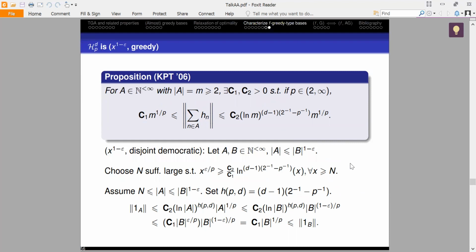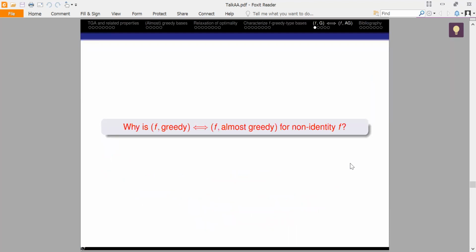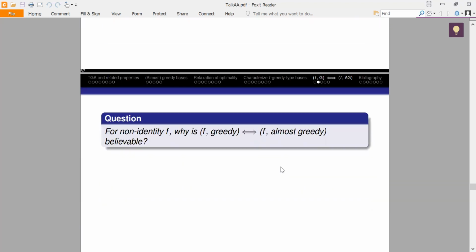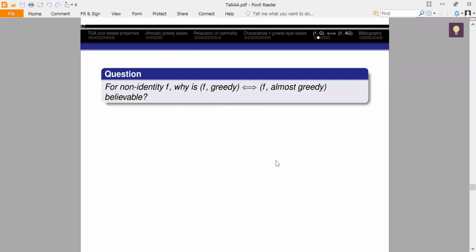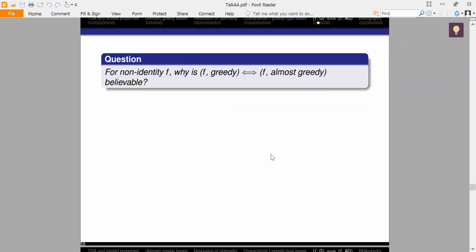I want to devote the last section to try to explain to you this equivalence, like why the definition of F with D and F almost with D are equivalent in the case of F is non-identity. Remember, for F with D, we have the linear combination, but for F almost with D, we only have projections. So this is an unexpected equivalence if we think about the definition. But how can you explain this? Okay, so why is the equivalence believable?